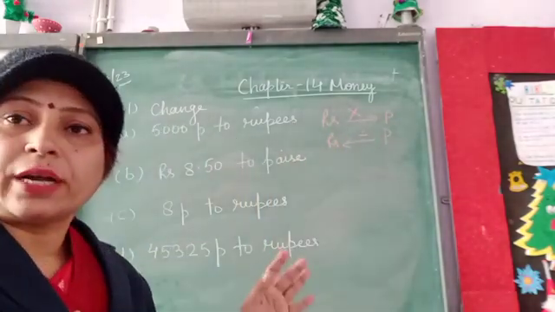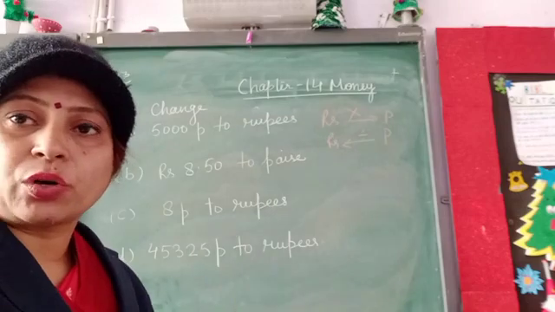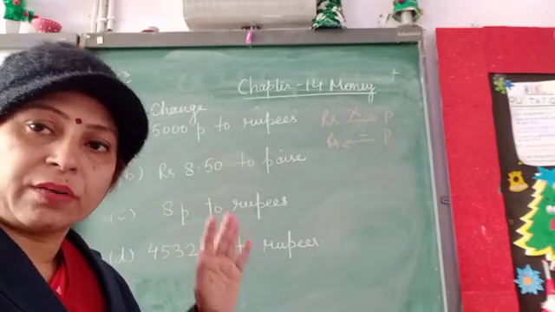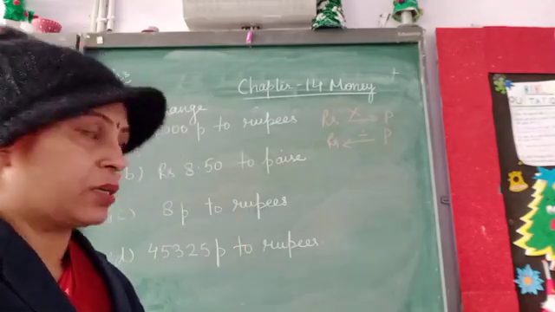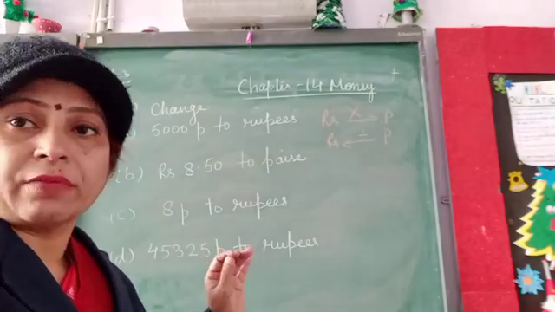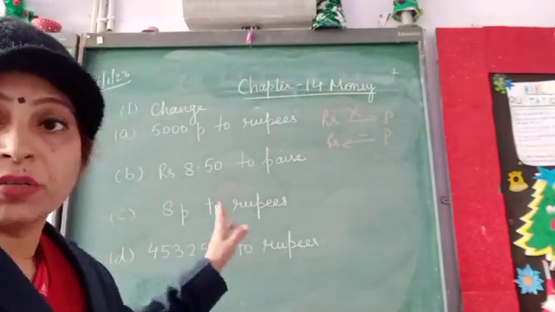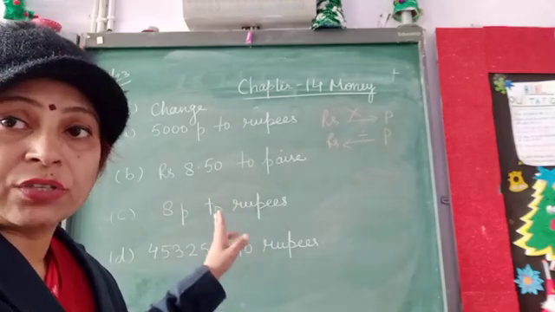There is always a rule that whenever a bigger unit is changed into a smaller unit, we multiply, and if we are changing from a smaller to a bigger unit, we always divide. Now divide by 100 because we are doing this conversion in the money part.